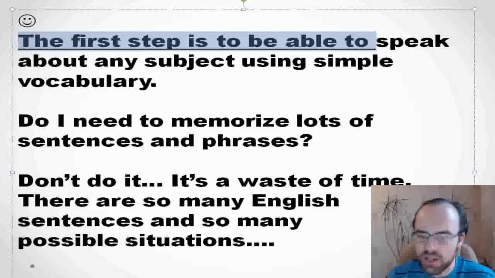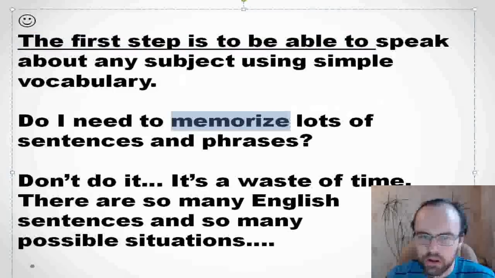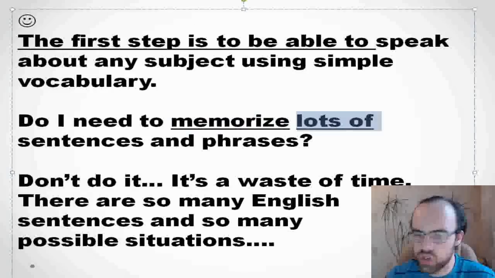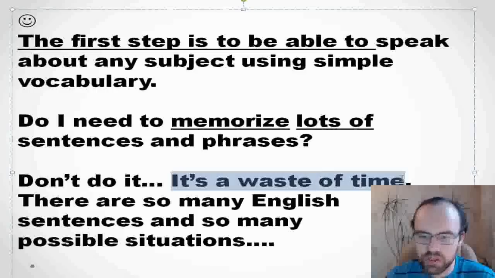So do I need to memorize lots of sentences and phrases? Or it means, do I need to remember a lot of sentences and phrases? Don't do it. You shouldn't do it. It's a waste of time. So if you do it, it isn't good.